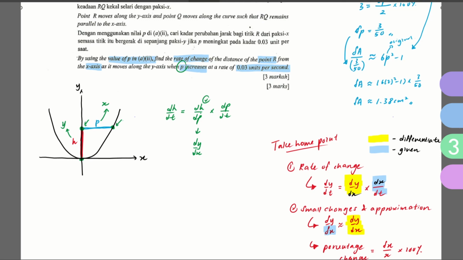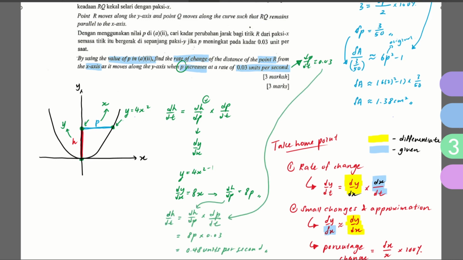Luckily, this curve has an equation y equals 4x squared. So you can differentiate this to get dh over dp. The value multiplied by the power, we will get 8x and power minus 1. And to translate it into dh over dp, we need to change our x to p. For dp over dt, it is actually one of the things we highlighted just now, which is this. So dp over dt equals 0.03. Now we can multiply 8p and 0.03 to get dh over dt. So our answer would be h changes 0.48 units per second.